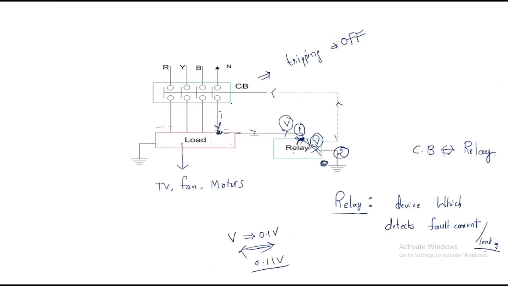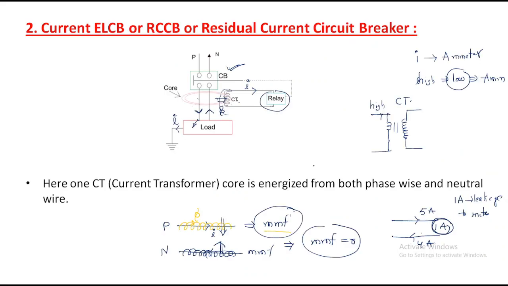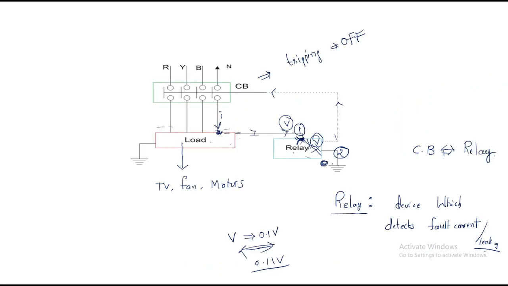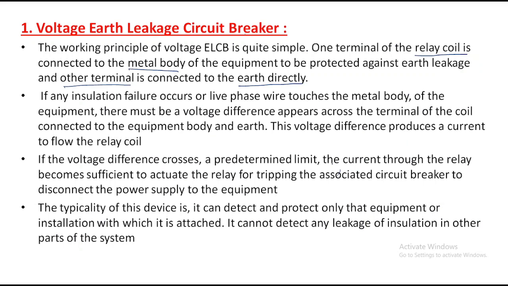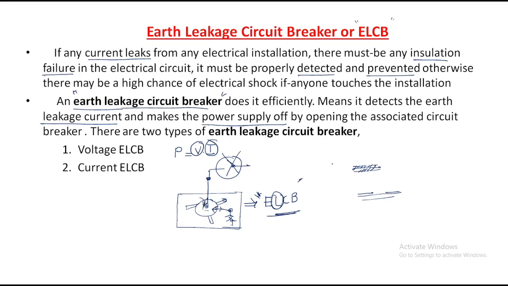In a voltage circuit breaker, the relay is operated directly by the voltage difference between the load and the earth. But here it operates on the residual magnetism. Okay, this is about the earth leakage circuit breakers.